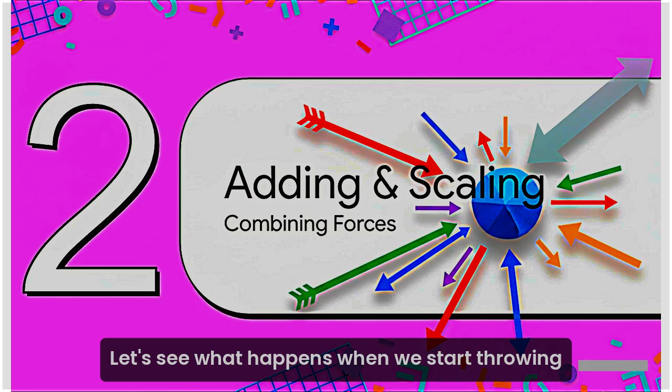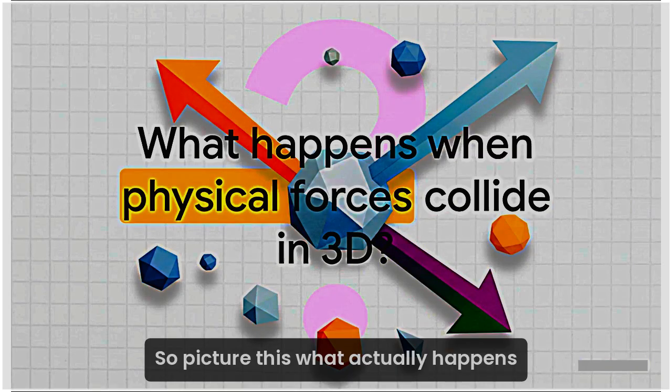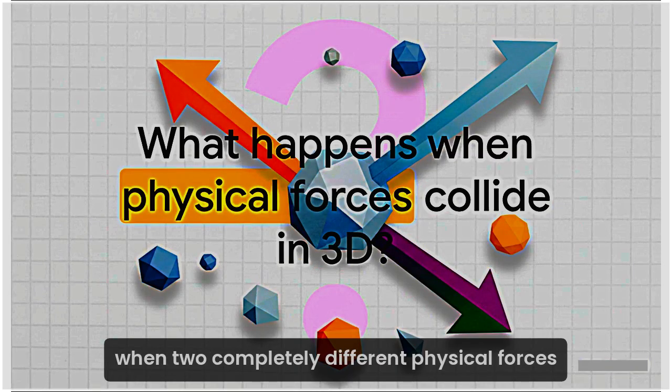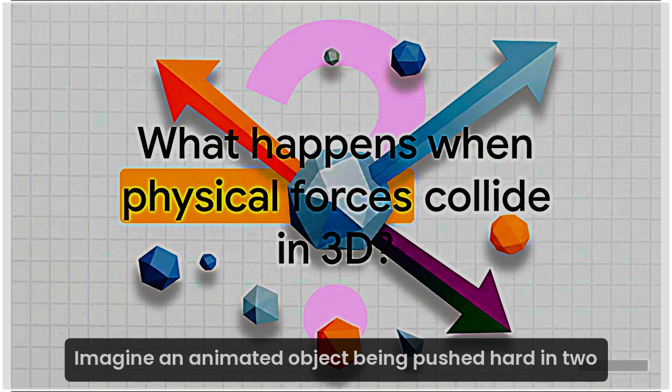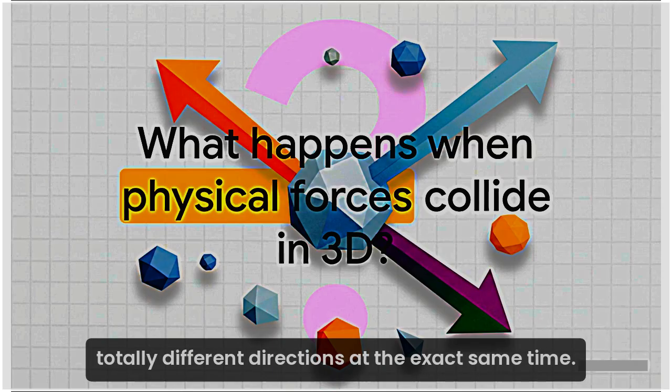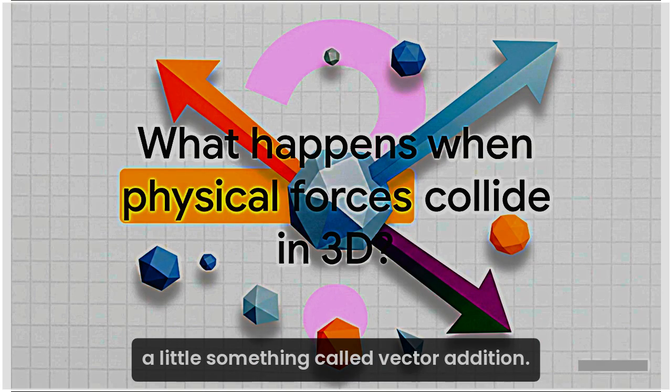Moving right along to section 2, adding and scaling vectors. Let's see what happens when we start throwing multiple forces at our moving object. So picture this. What actually happens when two completely different physical forces collide in 3D space? Imagine an animated object being pushed hard in two totally different directions at the exact same time. Finding its true final path requires a little something called vector addition.